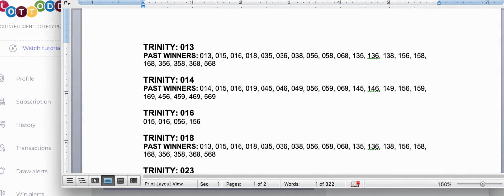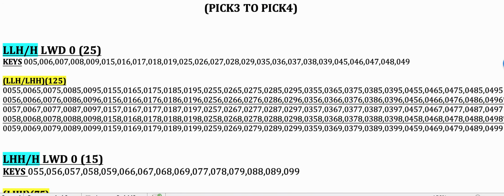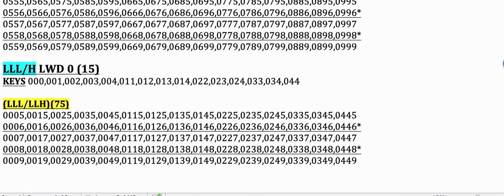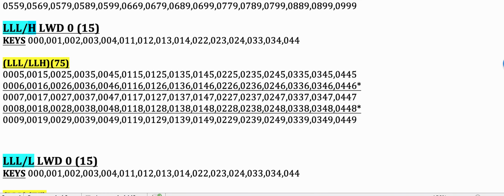So if it's low, low, low, let's go back to the chart, okay? Low, low, low, right here. And because the high is dominating pick 4, you're going to guess, I'm going to go with the high for the 4th digit for the pick 4. So you'll have 15 numbers in the pick 3.